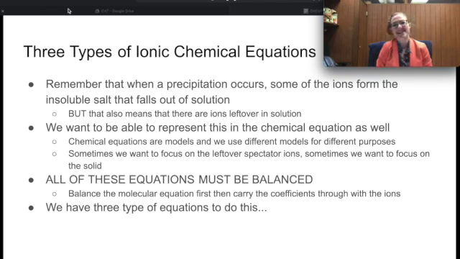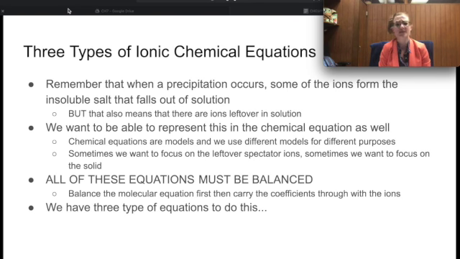Okay, there's one last thing here I want to mention about ionic chemical equations, or precipitation reaction equations. When a precipitation reaction occurs, some of the ions form the insoluble salt that falls out of the solution. That's correct. That's what we're mainly focused on. But that also does mean that there are leftover ions in solution. So we want to be able to represent this chemical equation as well.